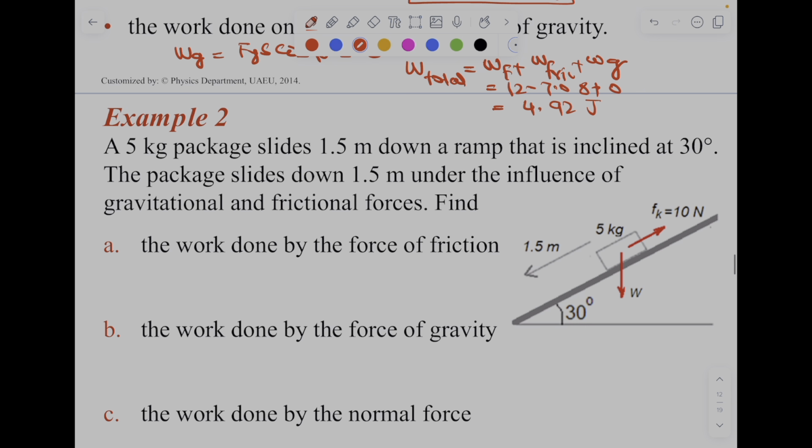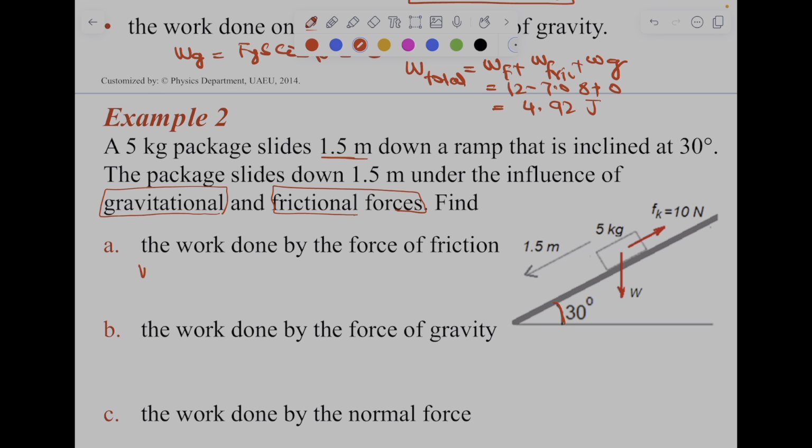A 5 kilogram package slides 1.5 meter down a ramp that is inclined at the angle theta, which is 30 degree. The package slides down 1.5 meter under the influence of the gravitational and frictional forces. Find the work done by the force of friction.